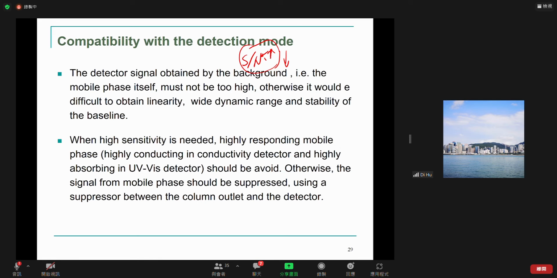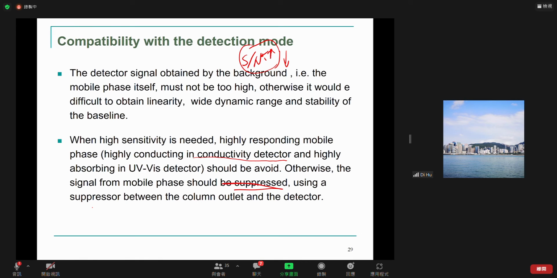So when high sensitivity is needed, a highly responding mobile phase should be avoided. That means if you're using a conductivity detector and you want to remove that highly responding mobile phase signal, you use a suppressor. Otherwise, the signal from the mobile phase needs to be suppressed, using a suppressor and so on. So that is the idea for that.